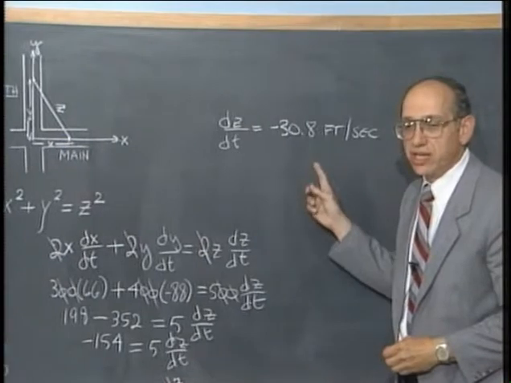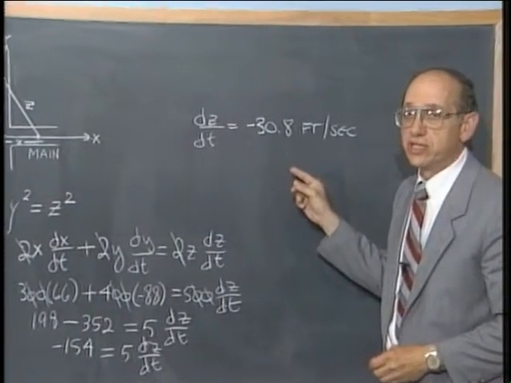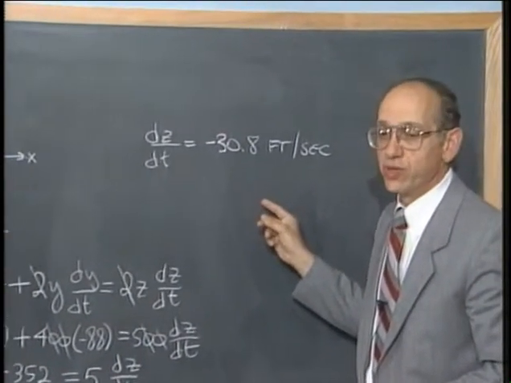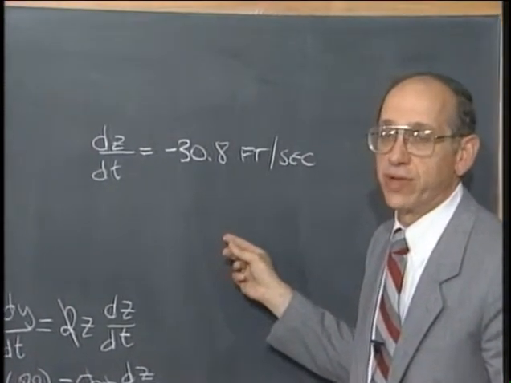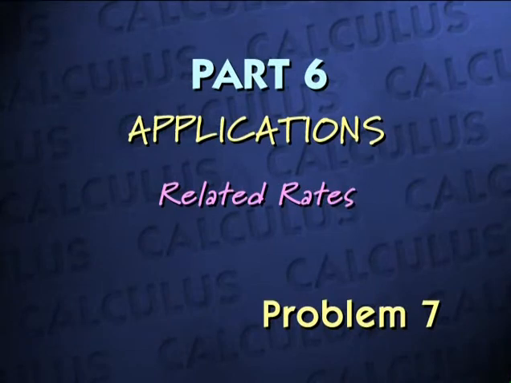That means z is getting smaller as time passes, which actually means the distance between the burglar and the policeman is getting smaller as time passes.